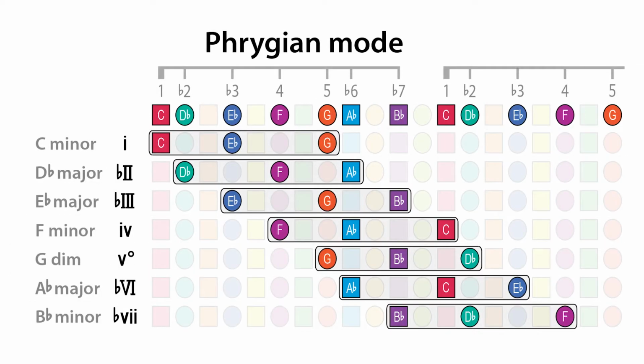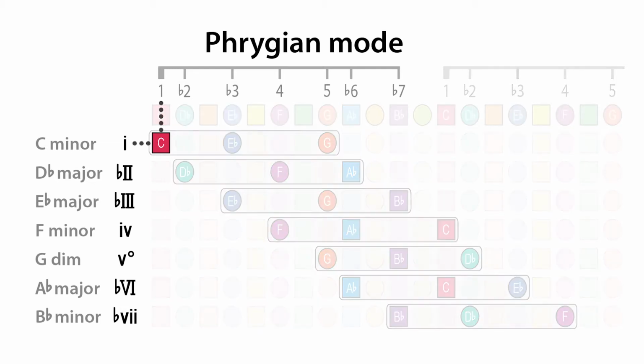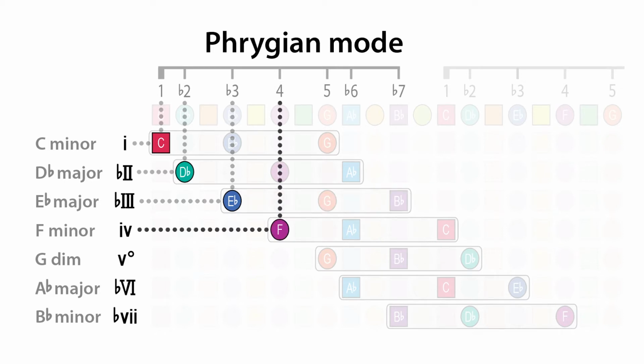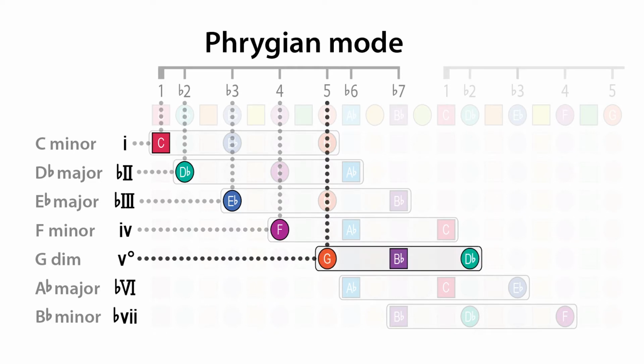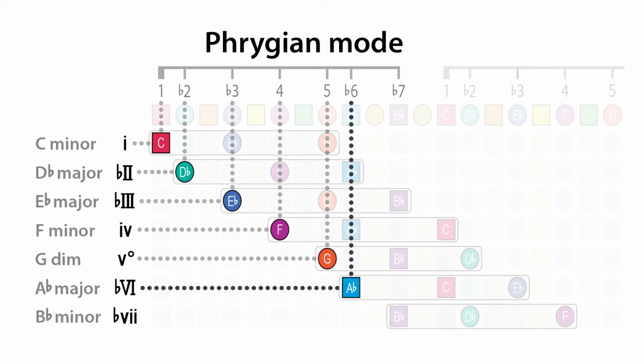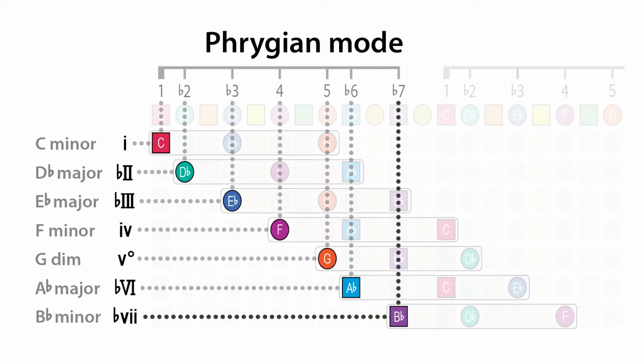To label these chords, we use Roman numerals that tell us which scale degree of the mode is the foundation of that chord. The minor 1 chord is built on scale degree 1 of the C Phrygian mode, or the C note. The flat major 2 chord is built on scale degree flat 2 of the mode, or D flat. Flat major 3 is built on scale degree flat 3, or E flat. Minor 4 is on F. Diminished 5 is on G. Flat major 6 is on A flat. And flat minor 7 is on B flat.